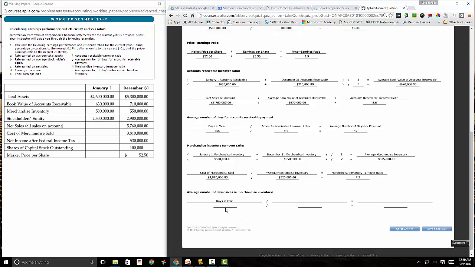Okay, well, how many days does that mean? Days in the year divided by merchandise inventory turnover ratio. And again, we don't have the information for this business to know what they need for time to turn over, but we certainly have these numbers plugged in for our formulas.